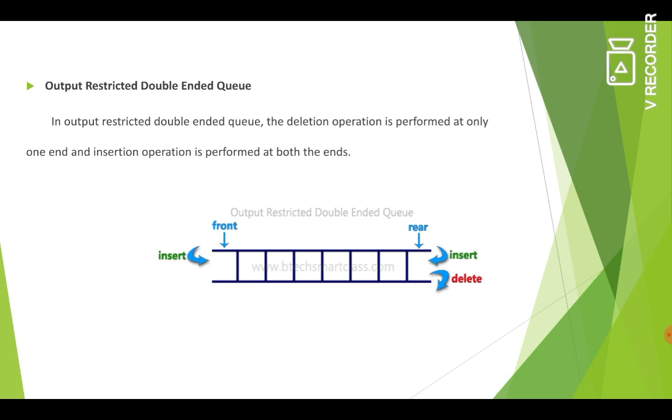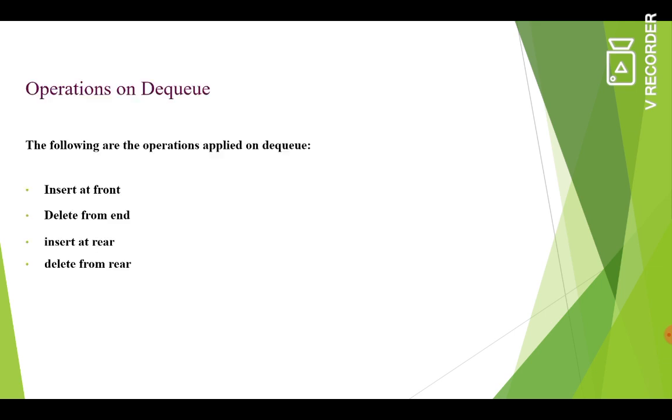The reverse is known as output restricted double-ended queue. In an output restricted double-ended queue, the deletion is performed at only one end, whereas you can perform the insertion operation at both the ends. So see the figure. Here we can perform the insertion at both the ends, but it is not possible for deletion. Deletion is restricted to one end. That's why it's called an output restricted double-ended queue.